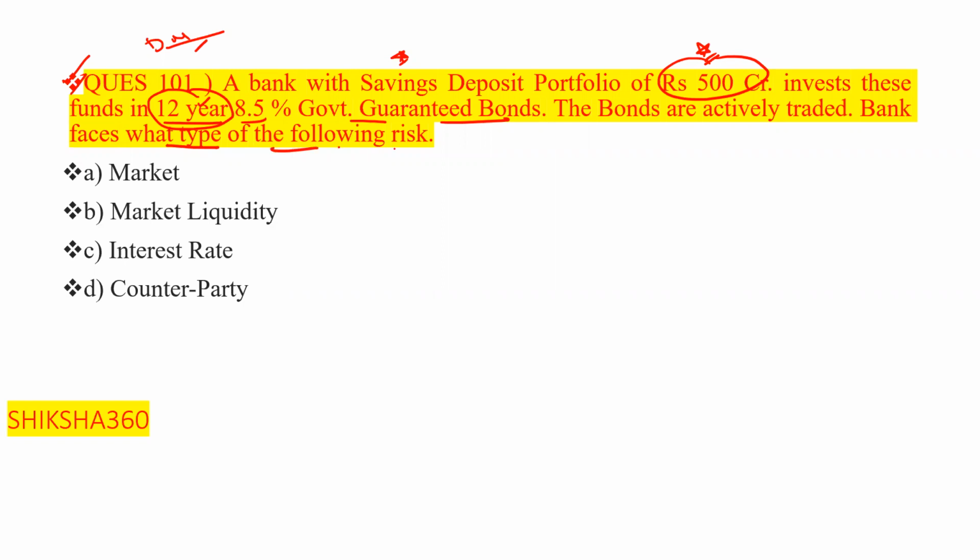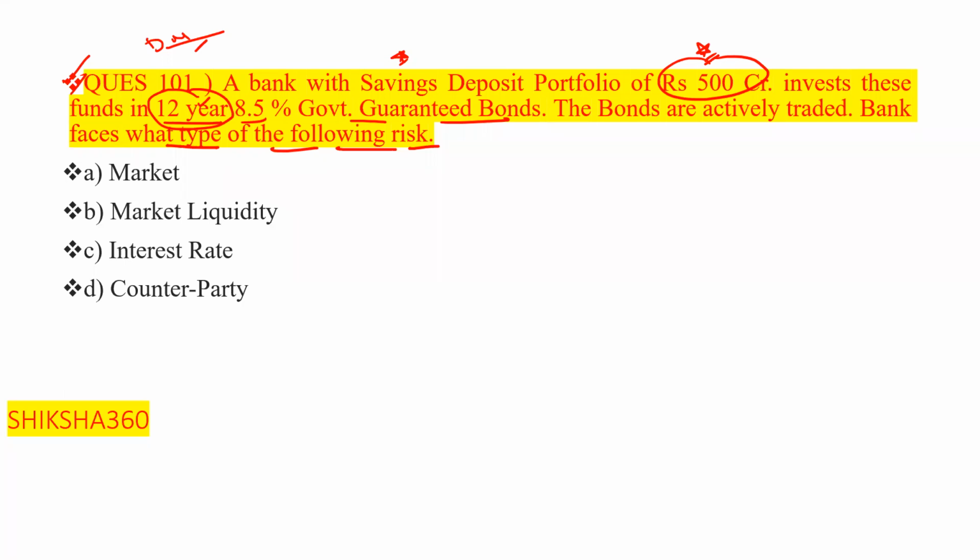The bank faces which of the following risks? Market or market liquidity? The bank here will not face any market or market liquidity risk because they have mentioned a fixed rate of interest, 8.5%, and these are government guaranteed bonds, so there is no counterparty risk.